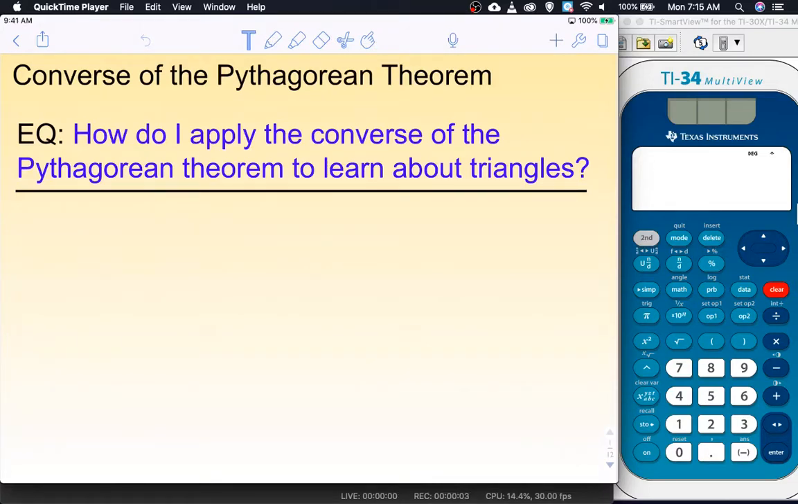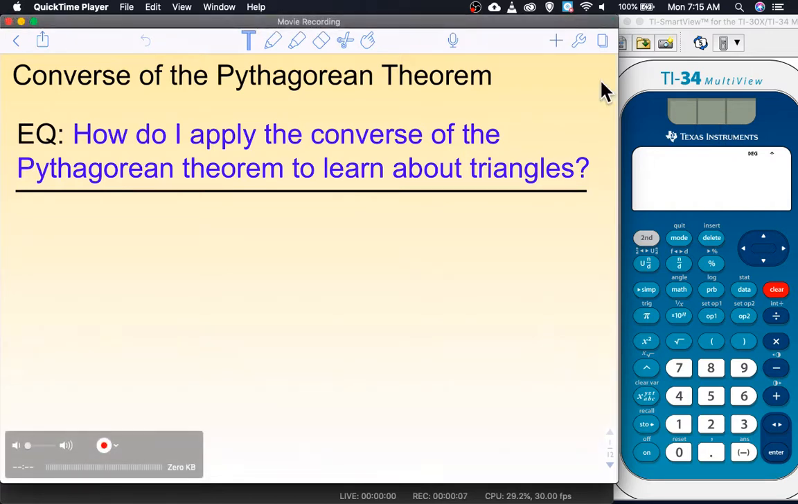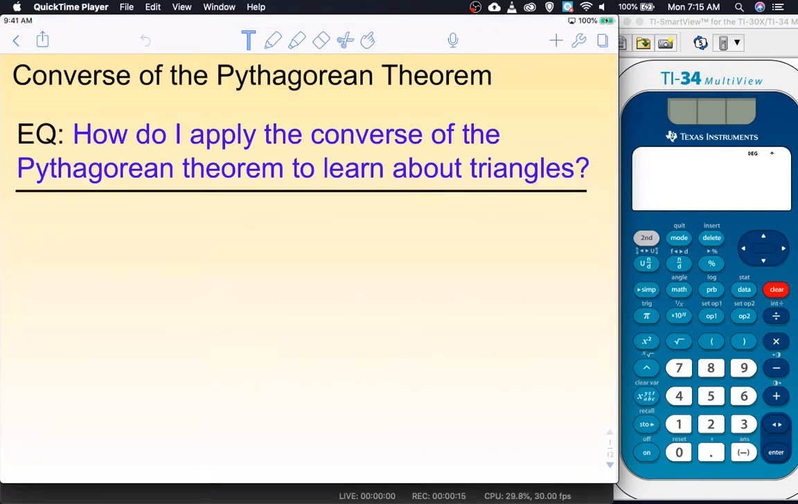Hello, and welcome to this lesson on the converse of the Pythagorean theorem. The word converse means the opposite. So we're actually going to be doing something a little bit different than we've normally done with the Pythagorean theorem.